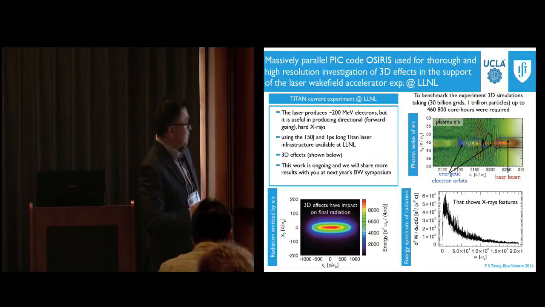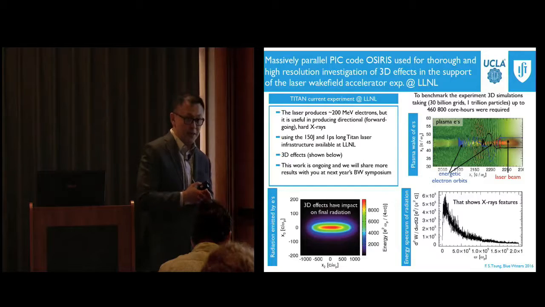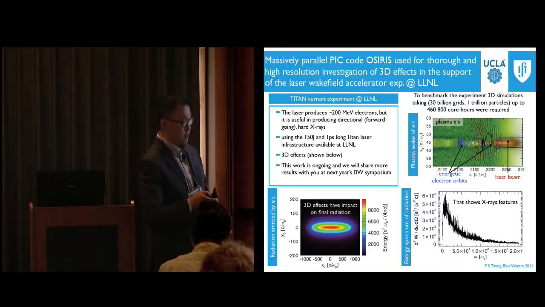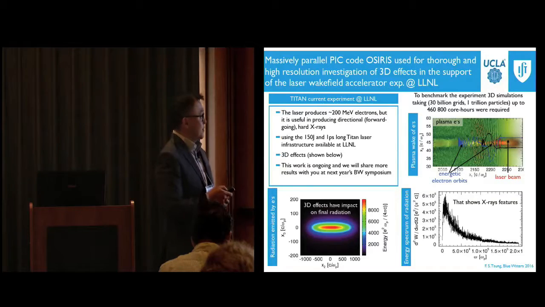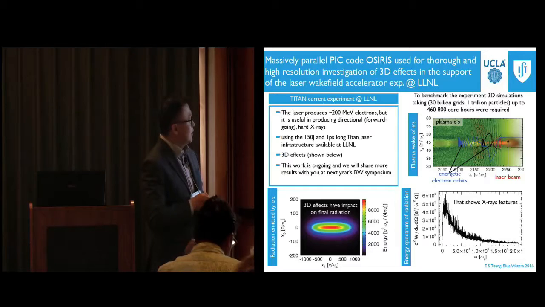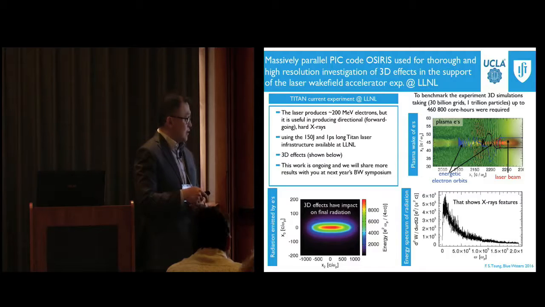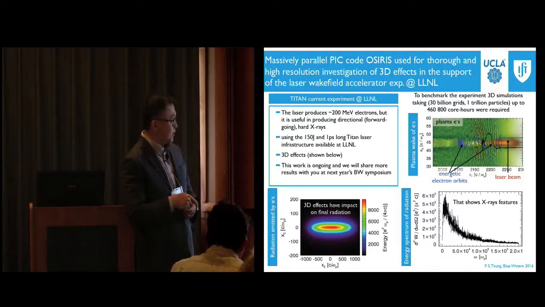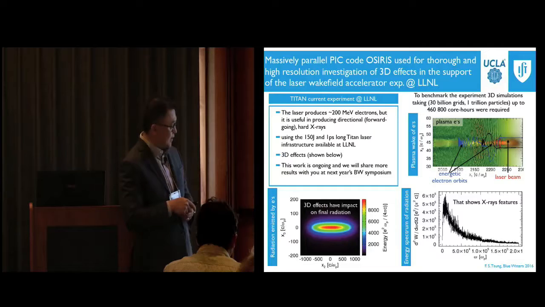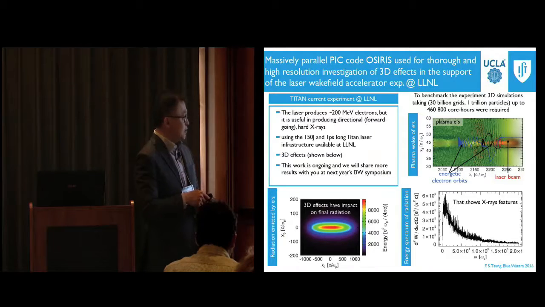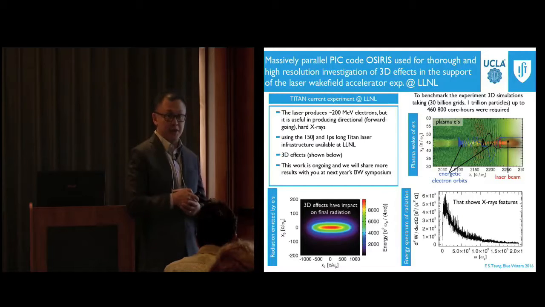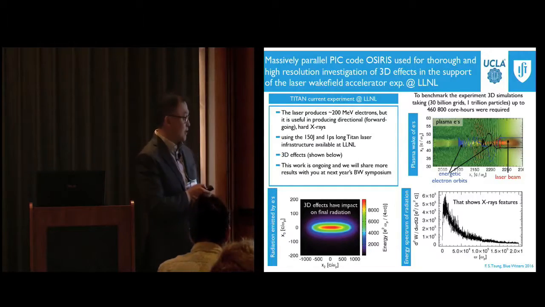In this experiment, a 150 joule laser that's 1 picosecond long is sent into a plasma, and it generates electrons with energy up to about 200 MeV. The energy number is not very impressive, but there are a lot of electrons, and the electrons can produce hard X-rays that are highly directional, mostly going forward. Here is the X-ray radiation pattern generated from our simulation and post-processed. One very interesting thing you can see here is that the X-ray pattern is highly asymmetric, suggesting that 3D effects are very important in these simulations.